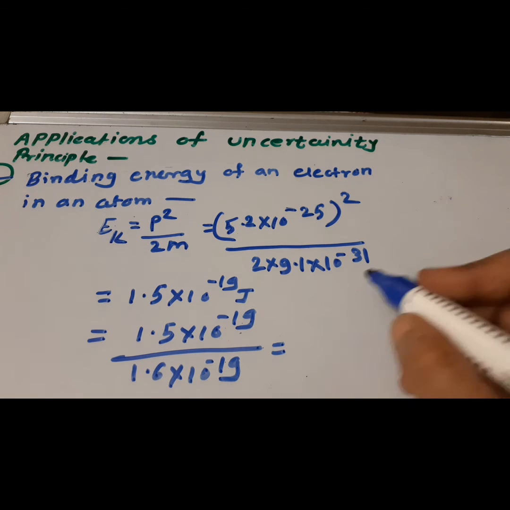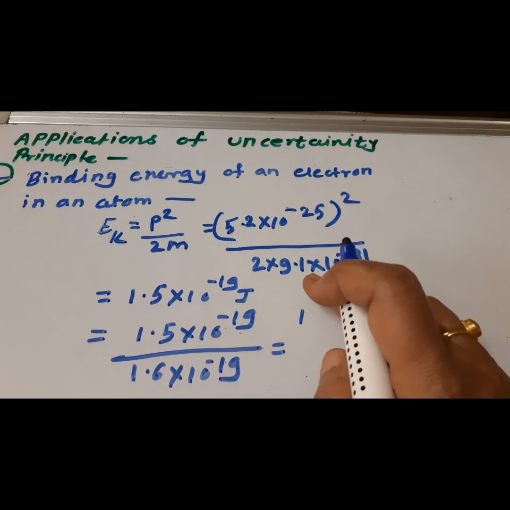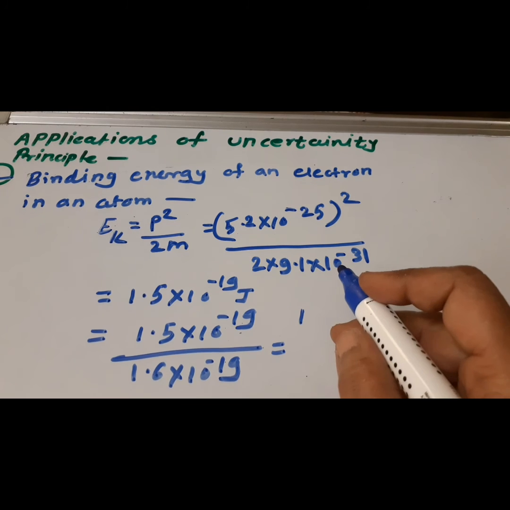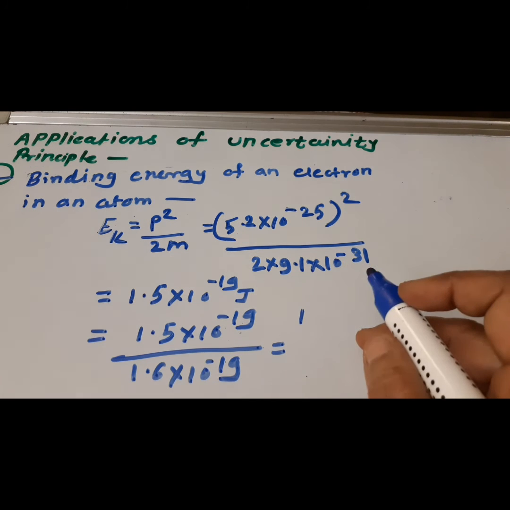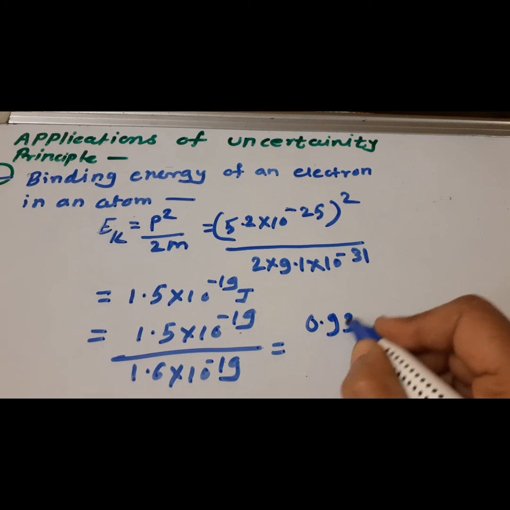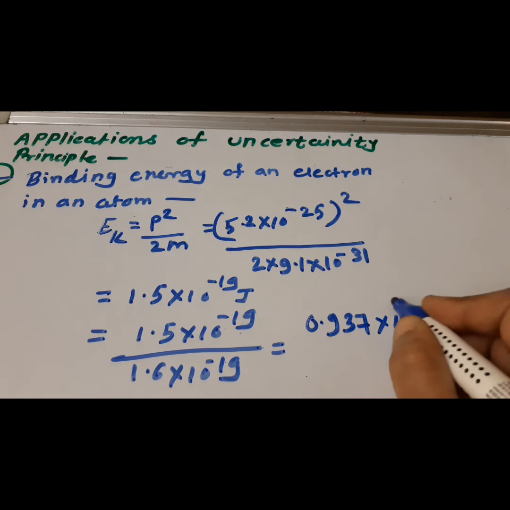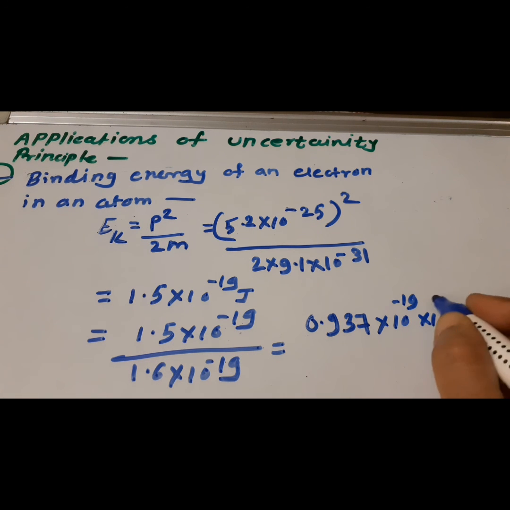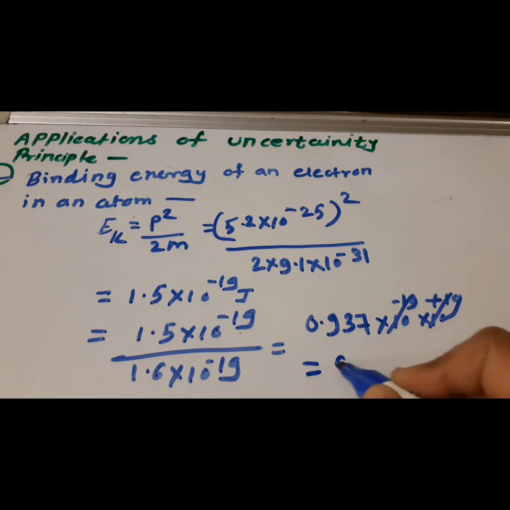1.5 divided by 1.6 is equal to how much? 0.937 into 10 to the power minus 19 into 10 to the power plus 19. The plus 19 and minus 19 get cancelled, and we can write 0.937, approximately equal to 1 electron volt. How much is the energy? Kinetic energy is 1 electron volt.